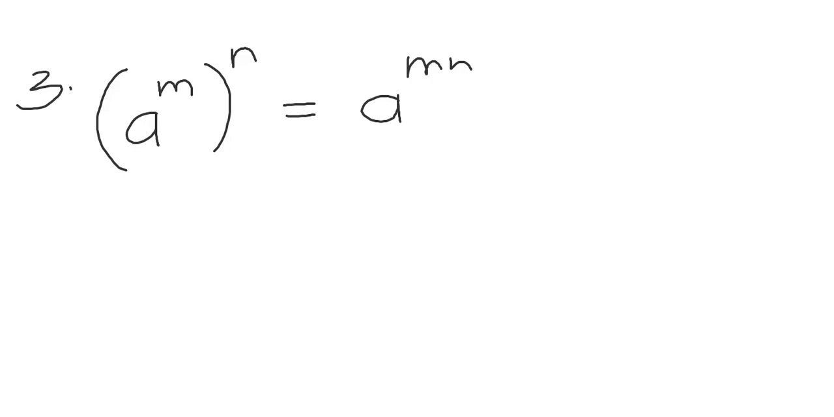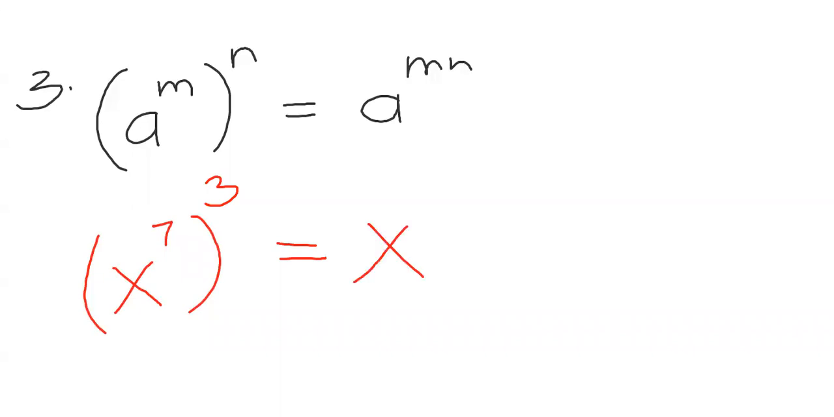You multiply the powers. For example, let's say we have x to the power 7 raised to the power 3. Then our final answer is going to be x to the power 7 times 3. 7 times 3 is 21.